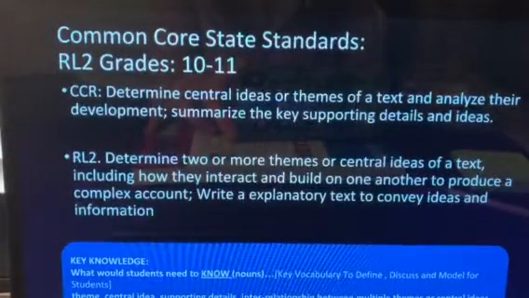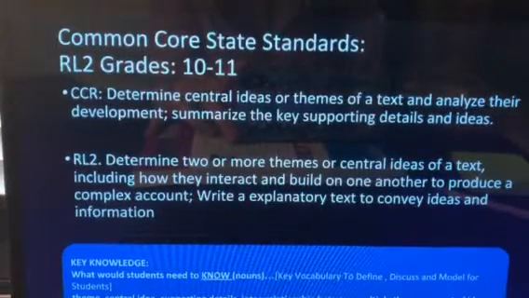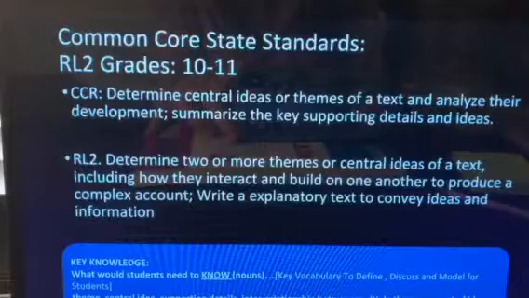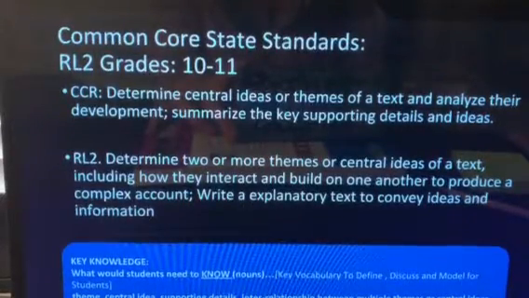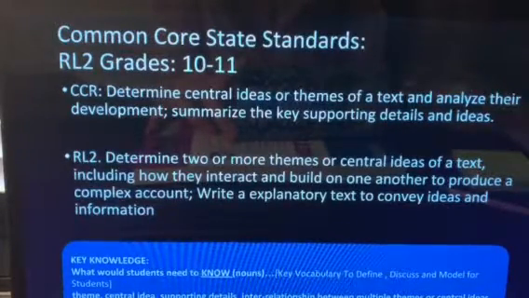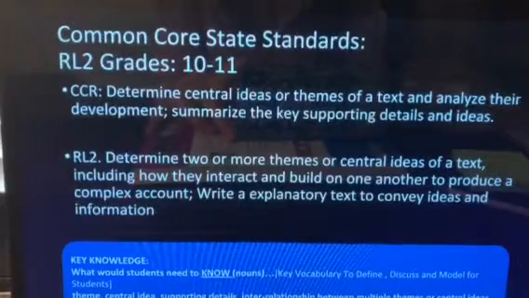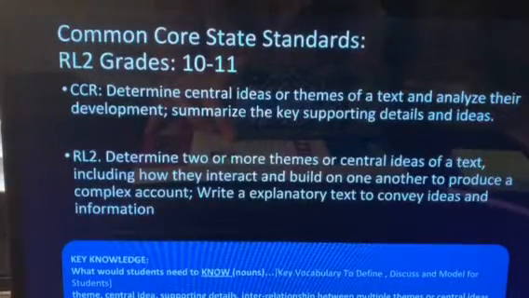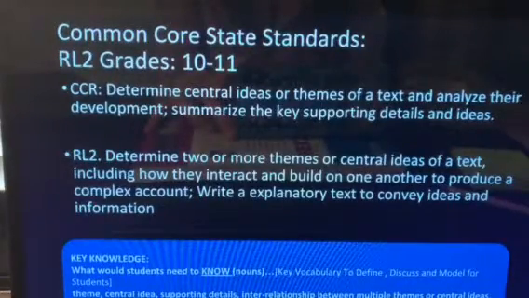Students need to be able to determine central ideas or themes of a text, analyze the development, and summarize the key supporting details and ideas. For reading and writing, they need to determine two or more themes or central ideas of a text, including how they interact and build on one another to produce a complex account. In the end, they need to write an explanatory text to convey ideas and information.